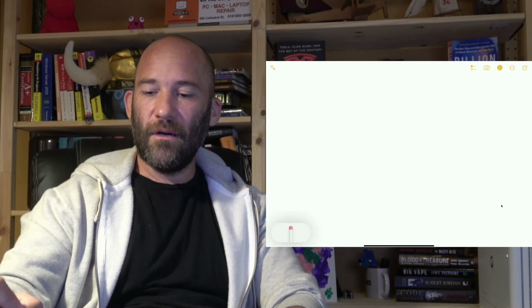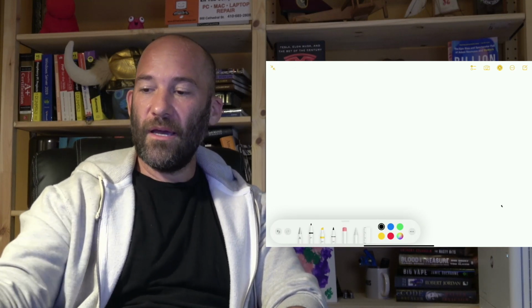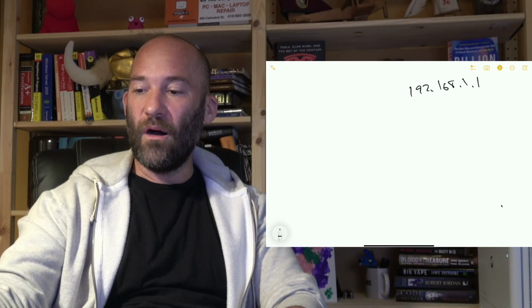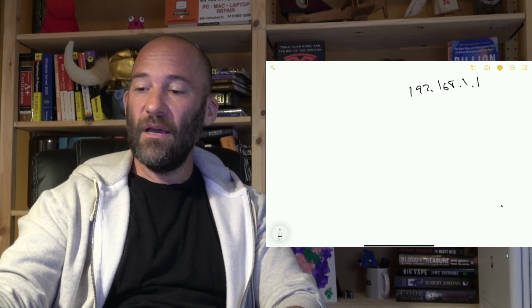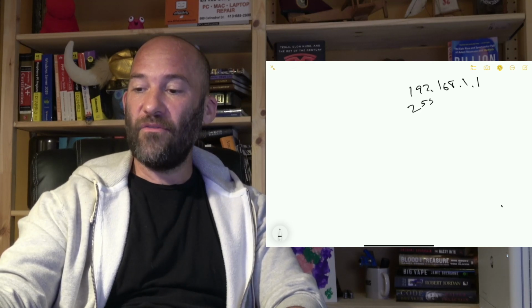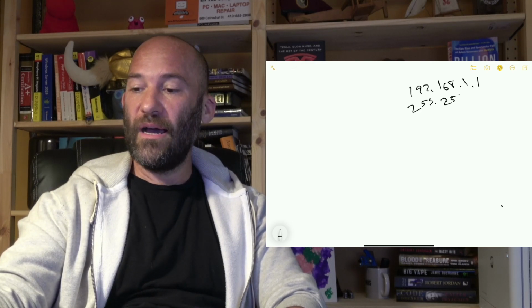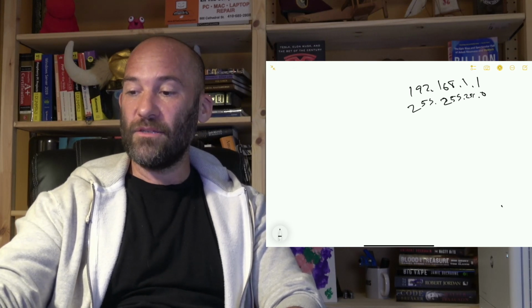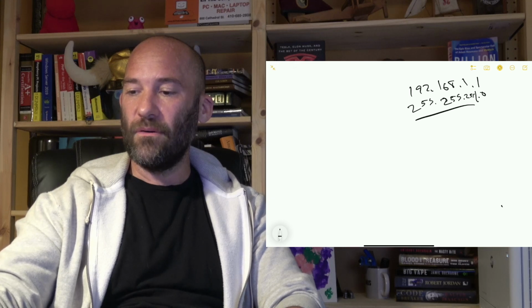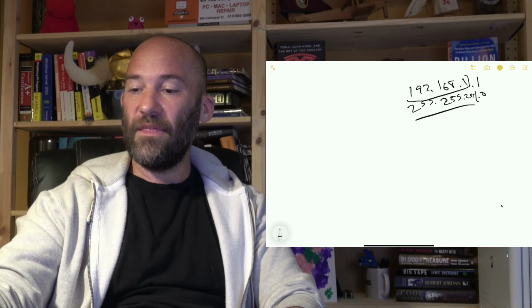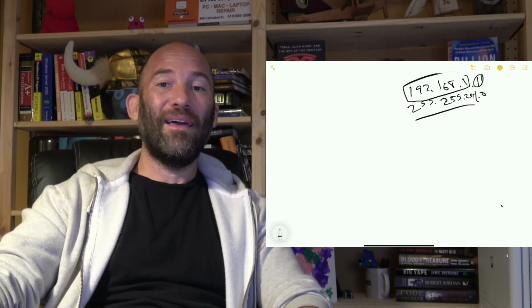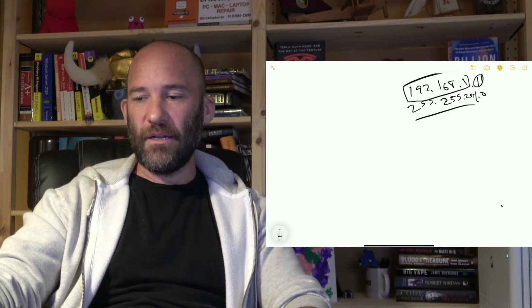Okay, let me do this. We have 192.168.1.1, which is the IP address, and that has a subnet mask of 255.255.255.0. And we know, simply because I've told you, that this 192.168.1 is the network identifier, and the last 1 is the computer identifier.